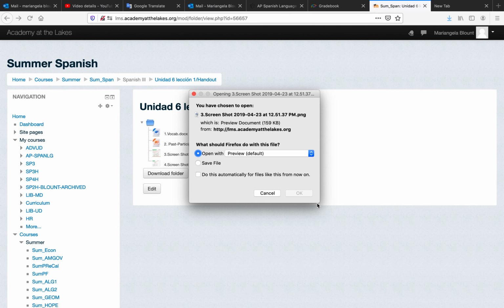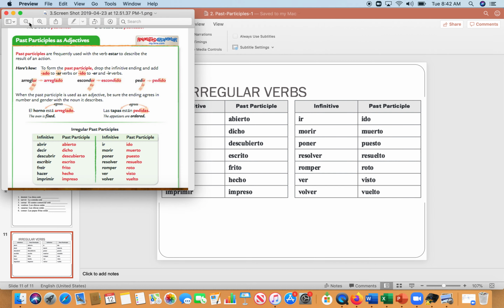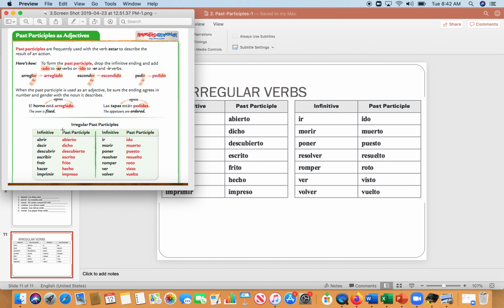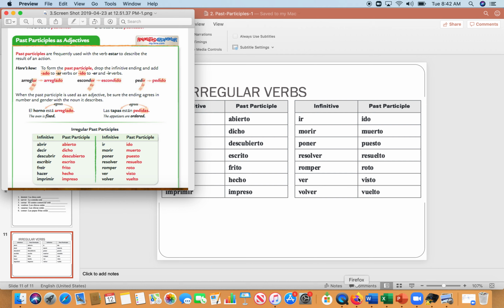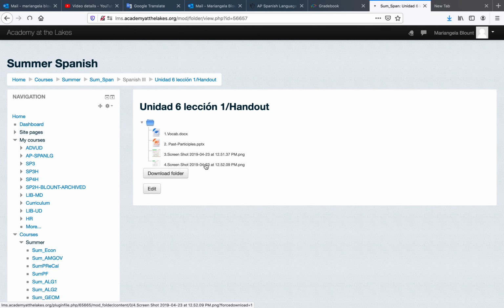Okay, so now let me see. I have some pictures here, which I believe I cover all this in my PowerPoint. Okay, yes. So this one again is a list of all the irregular, which I provide that list in my PowerPoint. And also is an explanation again about pasado participio, how those verbs, second verb becomes an adjective. Okay, all this is in my PowerPoint. They're just pictures. And then I believe I have another picture here.